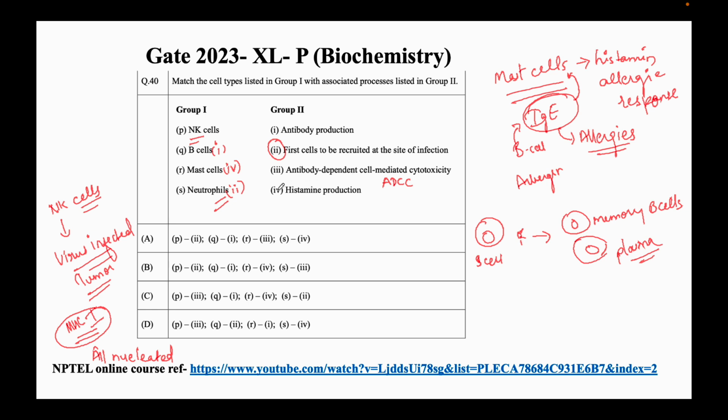So antibody dependent cell mediated cytotoxicity, which is third. So the correct option is C, right? C. Thank you.